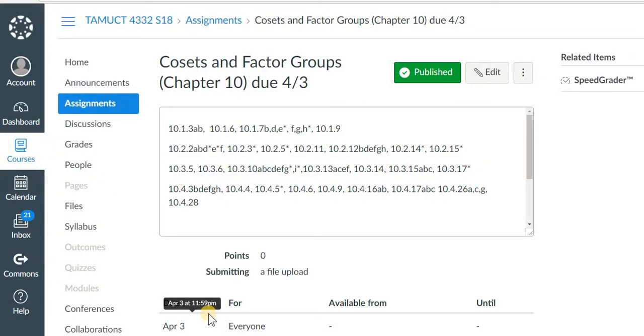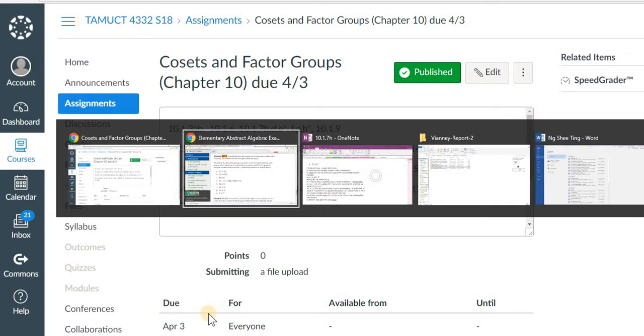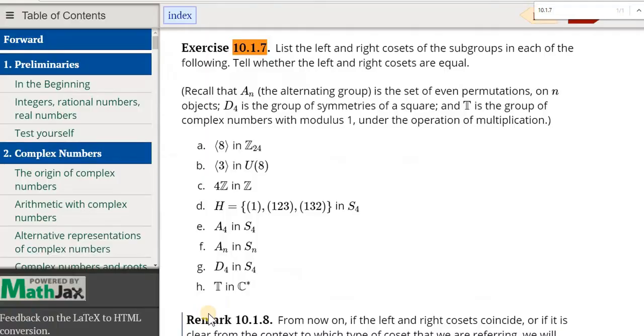Let's go. All right, so now we go to 10.2. 10.2 B, D, and E. Let's go back. 10.2. So next section. How do I get to the next section?